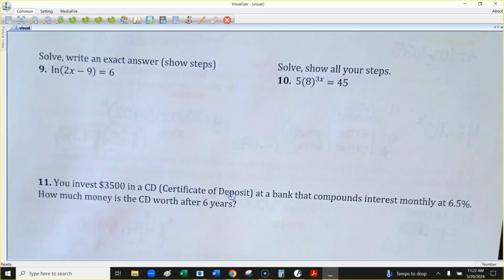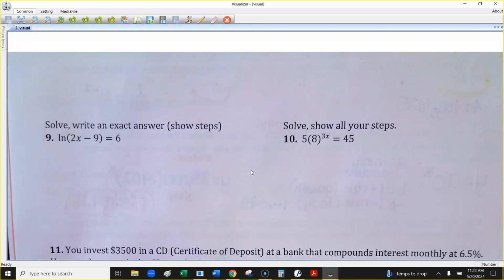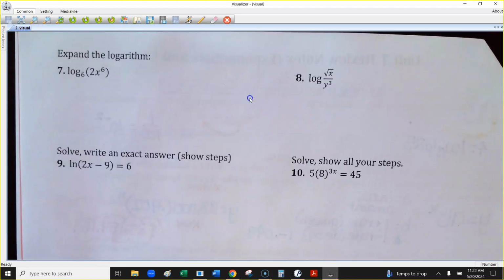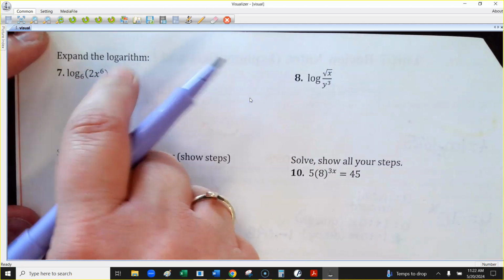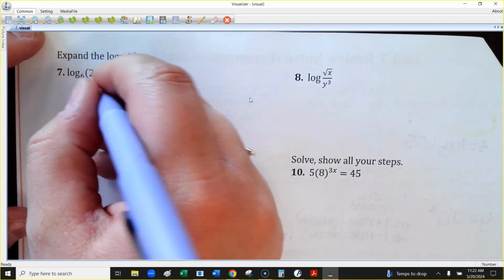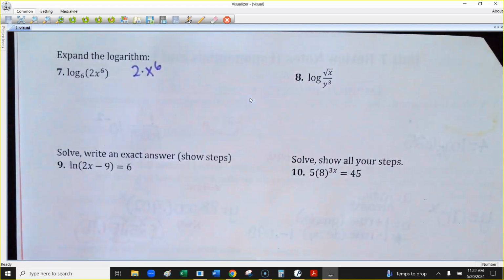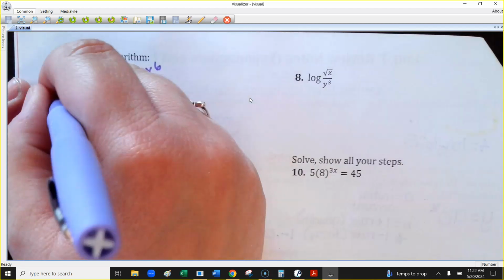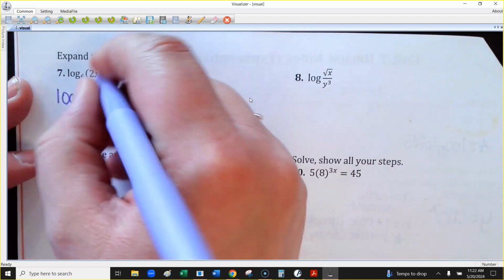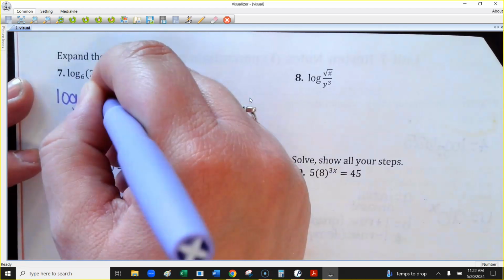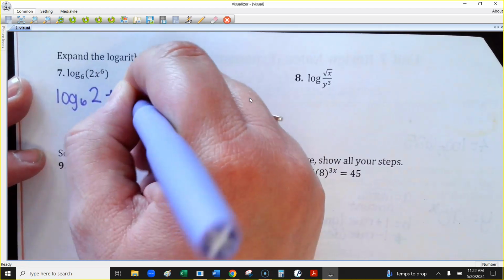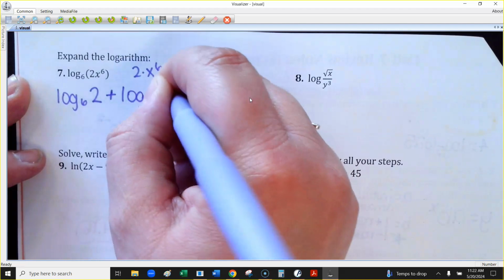All right, now, these guys are log properties, and if you are multiplying, I'm going to do this in 2 steps. If you're multiplying two things, so I have 2 times x to the 6, that's what I'm taking the log of. If I break that apart or expand that, that property is that I can add these together. So this would be the log base 6 of 2 plus the log base 6 of x to the 6th power.